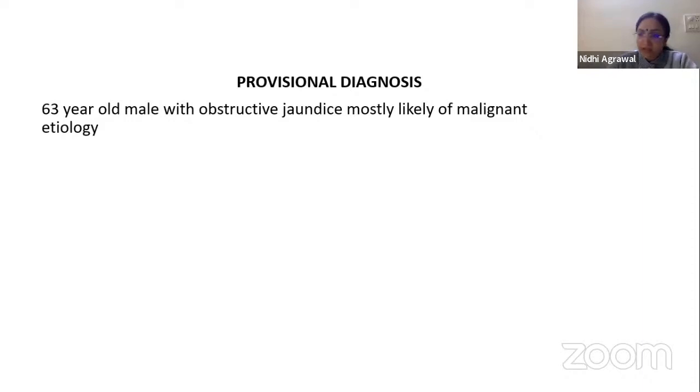So bilirubin clay colored is true. Bile is not reaching the intestine, so bilirubin is not reaching, and stercobilinogen is not formed, so stools are clay colored, ma'am. Okay, very good. So what about the yellowish discoloration of urine?